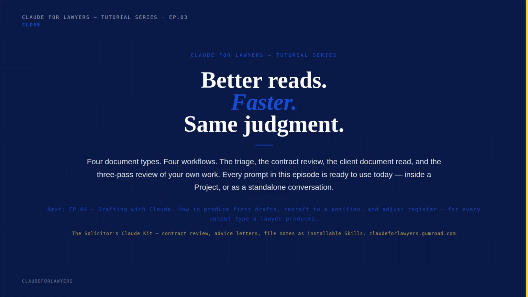Four-pass contract review, client document mapping, and 3 reads on your own work before it leaves your desk. Every prompt in this episode is ready to use today, inside a project, or as a standalone conversation. The more you use them, the more calibrated your output becomes, because you'll start adapting the prompts to your practice area, your matter types, and your clients. Next in the series is EP04, Drafting with Claude. How to produce first drafts, redraft to a position, and adjust register for every output type a lawyer produces.